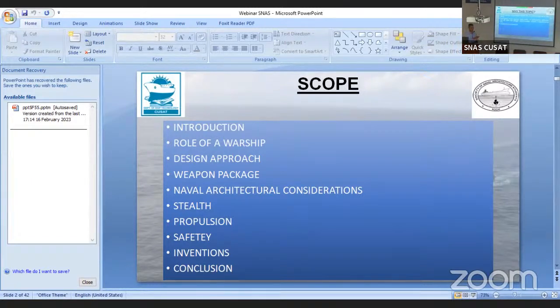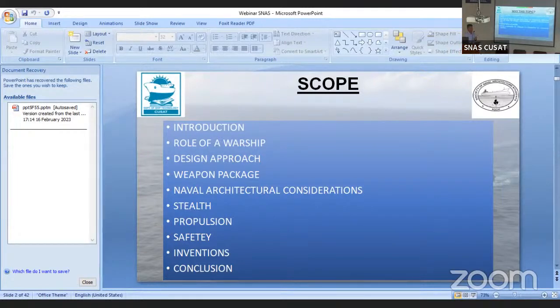Now, normally the merchant vessels do not need to have this added factor of stealth. Warships cannot paint a huge bullseye in the radars of the enemy and expect them to be safe. So we need to protect our ship from being detected by the enemy. That's why we need to design our ship in a stealthy manner. So this added factor of stealth is a very huge factor when it comes to ship design. I'll be covering that in a later part.